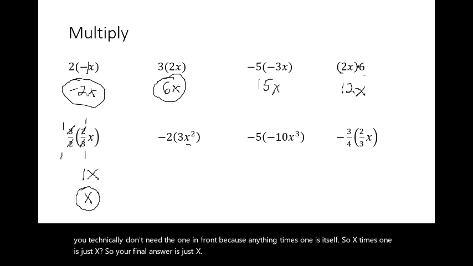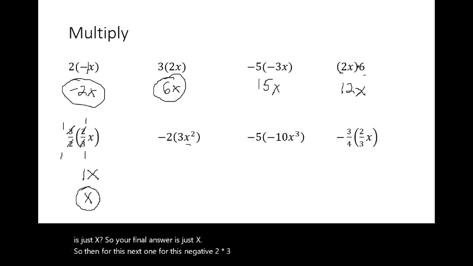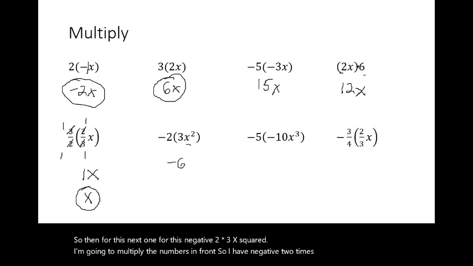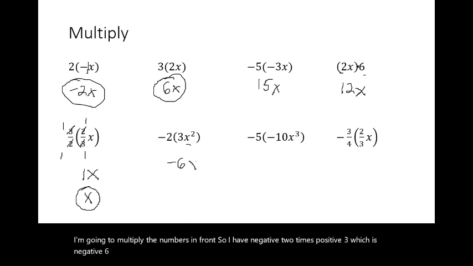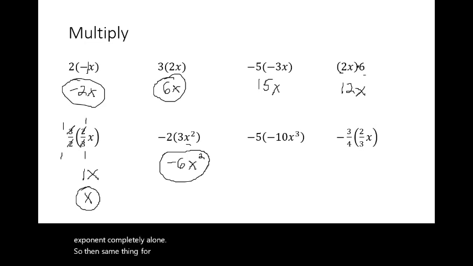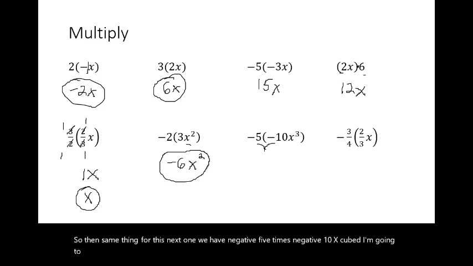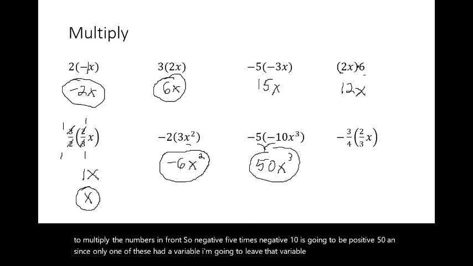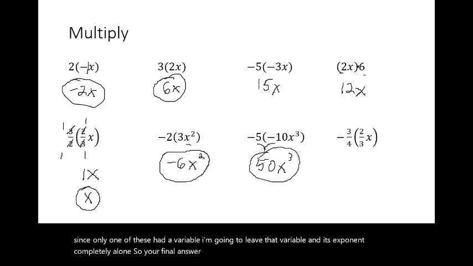So your final answer is just x. So then for this next one, for this negative 2 times 3x squared, I'm going to multiply the numbers in front. So I have negative 2 times positive 3, which is negative 6. And since only one of these had a variable, I'm going to leave both the variable and its exponent completely alone. So then same thing for this next one. We have negative 5 times negative 10x cubed. I'm going to multiply the numbers in front, so negative 5 times negative 10 is going to be positive 50. And since only one of these had a variable, I'm going to leave that variable and its exponent completely alone. So your final answer is going to be 50x cubed.